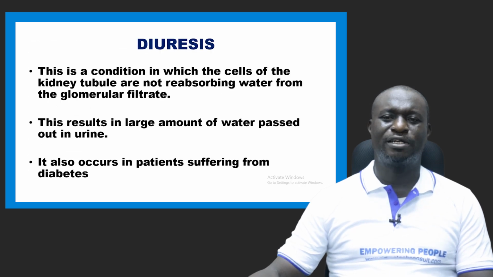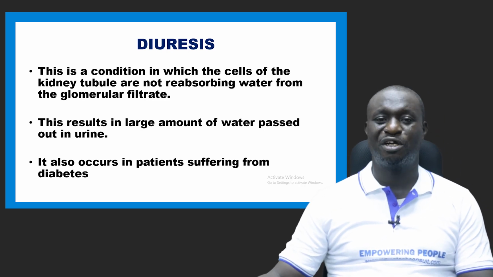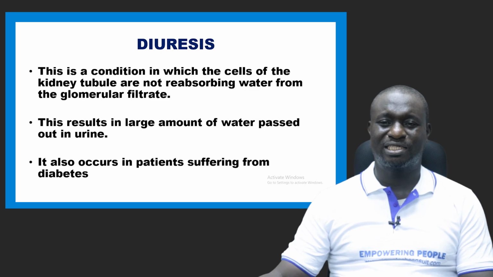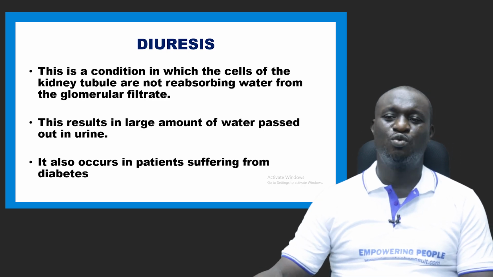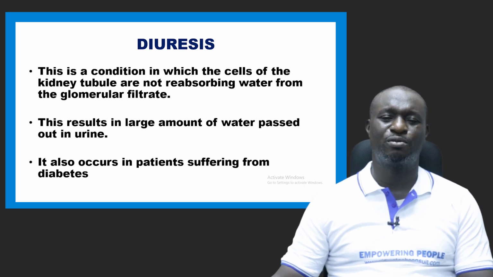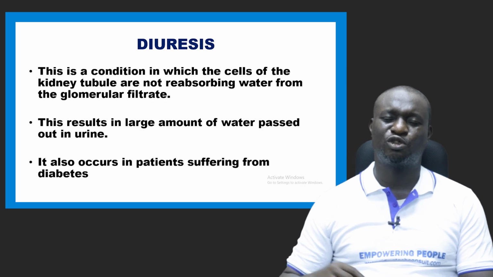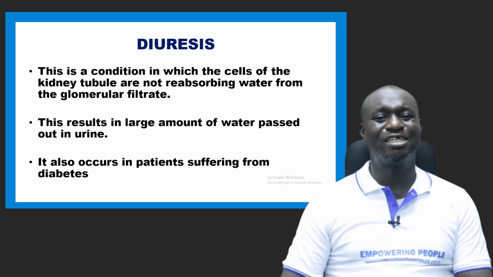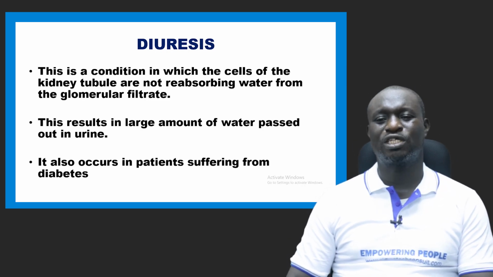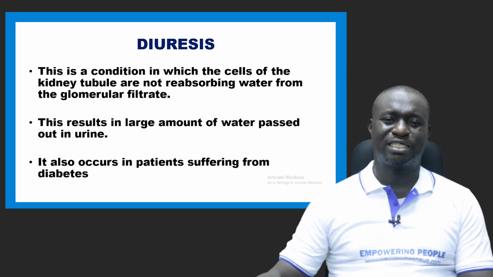Okay, let's look at the third disease, which is called diuresis, kidney diuresis. Now, diuresis is actually a condition in which the cells of the kidney tubules are not reabsorbing water from the glomerular filtrate. Now, this results in a large amount of water passed out in urine. It also occurs in patients suffering from diabetes. All right, so that's diuresis.